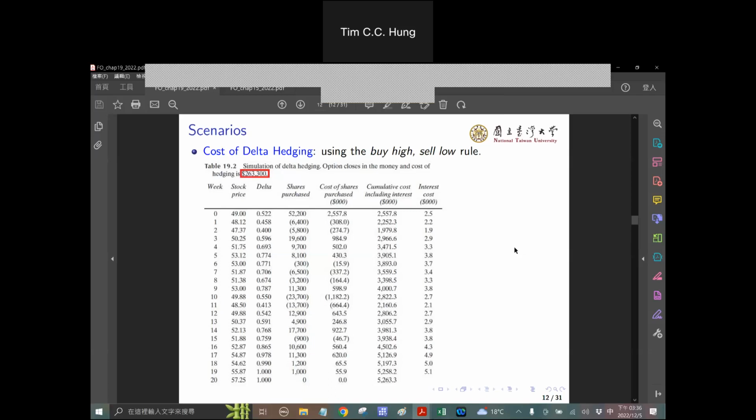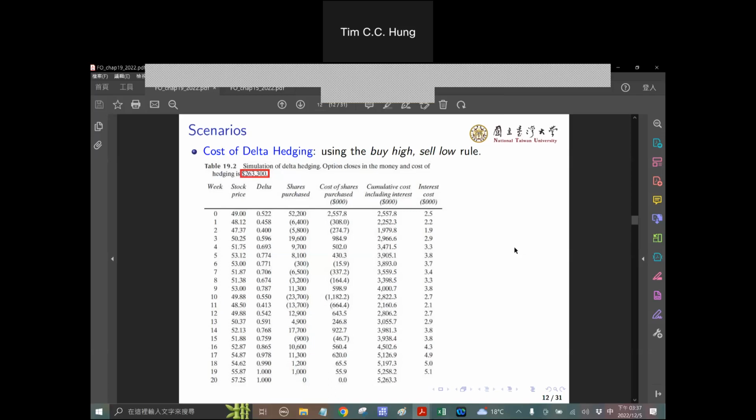The delta of the option decreases, so now we don't need to hold that much of the underlying assets anymore. It turns out that we only need to hold 45,800 shares. Basically, we have to sell 6,400 shares of the underlying assets, because previously we held 52,200 shares and now we only need 45,800. So we sell 6,400 shares on week 1 to remain in a delta neutral position.